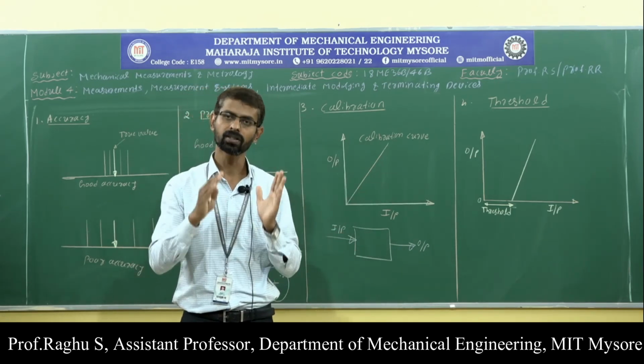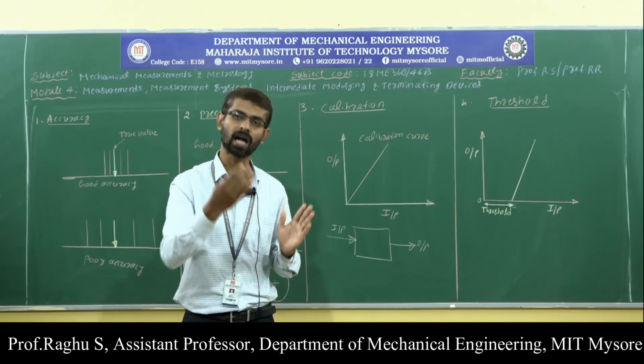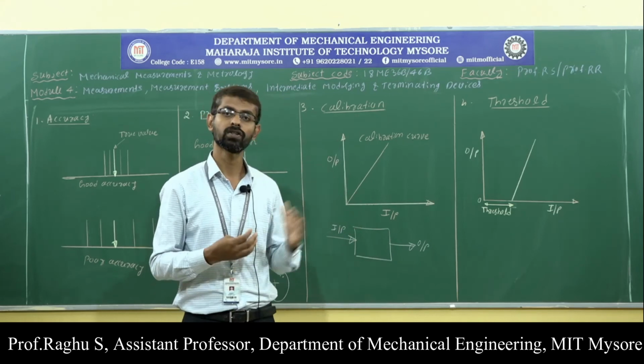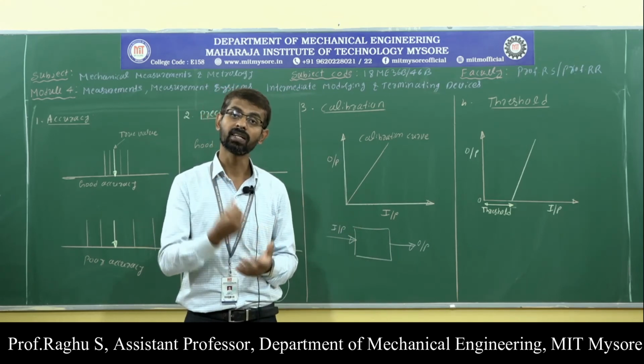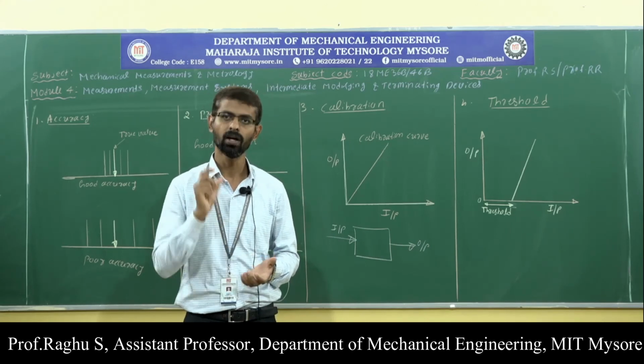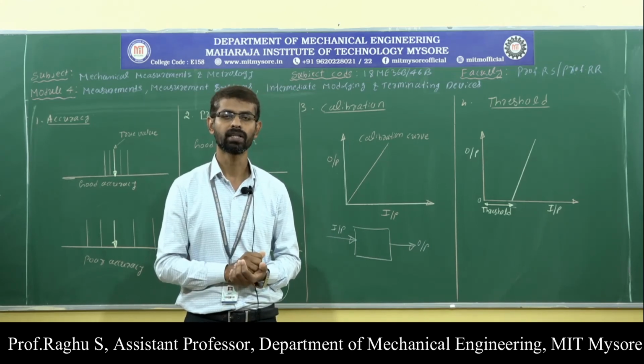So, calibration means comparison of a measuring instrument with the standard to check the accuracy. As the instrument is used, the accuracy gets decreased. Therefore, in order to check the accuracy of the measuring instrument, we need to do the calibration.